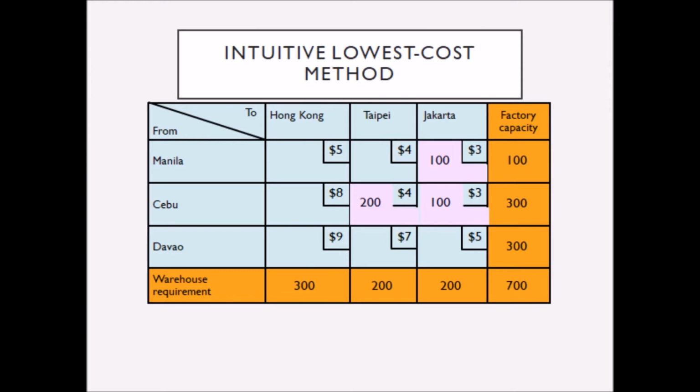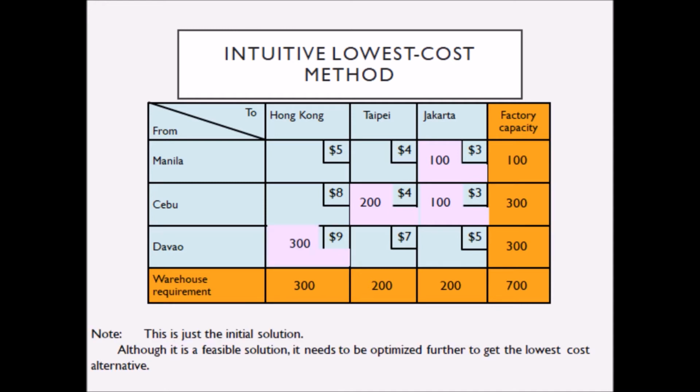And finally, since both Manila and Cebu supplies have been exhausted, while Jakarta and Taipei's demand has been met, we only have one box left, which is the Davao to Hong Kong segment. We will just place all 300 units there because that is both the supply of the origin point Davao and the demand of the destination point Hong Kong, respectively. And again, this is just an initial solution. We will optimize it later to get the lowest cost alternative.